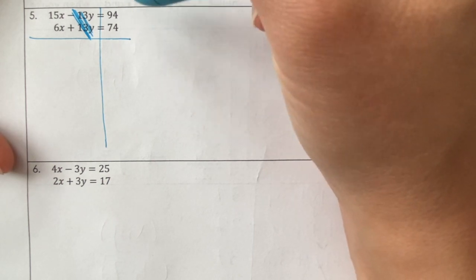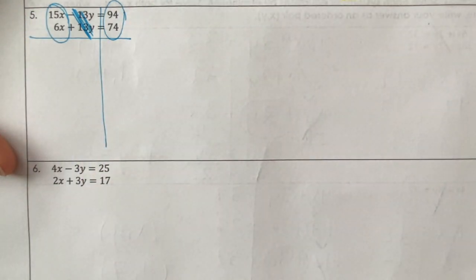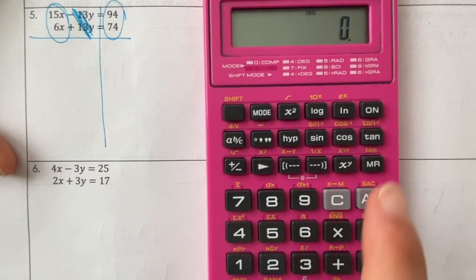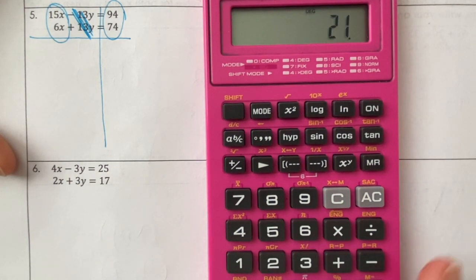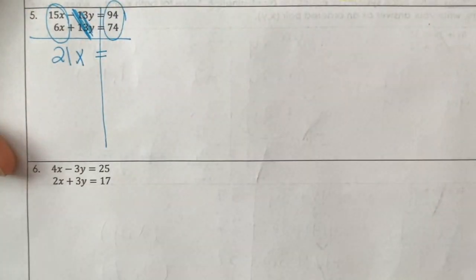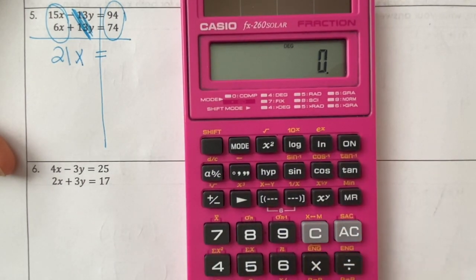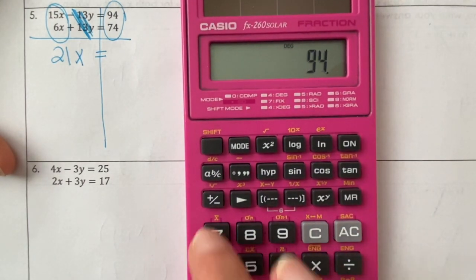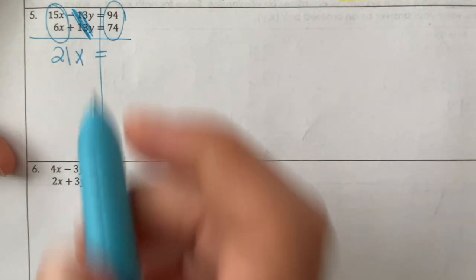Then instead of having two equations, we want to simplify this and make it one. We have x's, which we can put together, and we have numbers, which we can put together. So we are going to add 15 plus 6. So we know we have 21 x's equals, and then we're going to add 94 and 74. 94 plus 74 is 168.